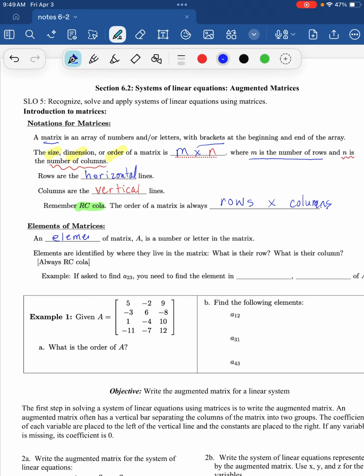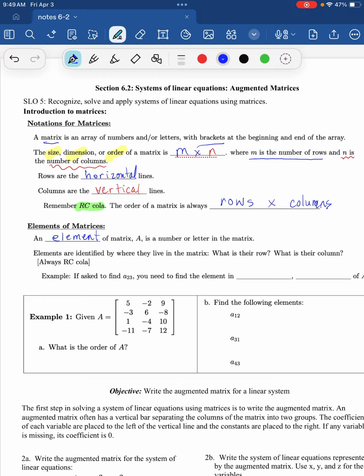An element of the matrix A is a number or letter in the matrix at a specific address. Elements are identified by where they live in the matrix. What is their row? What is their column? Remember, RC Cola, row goes first, column goes second.